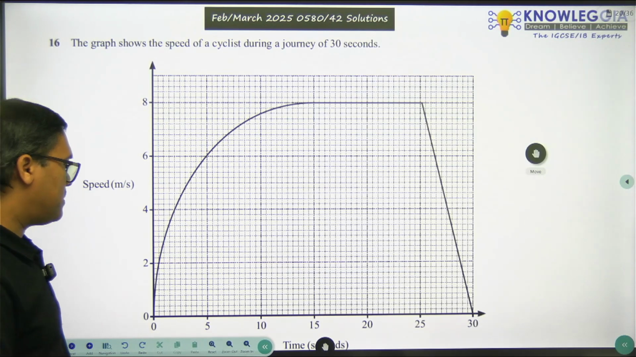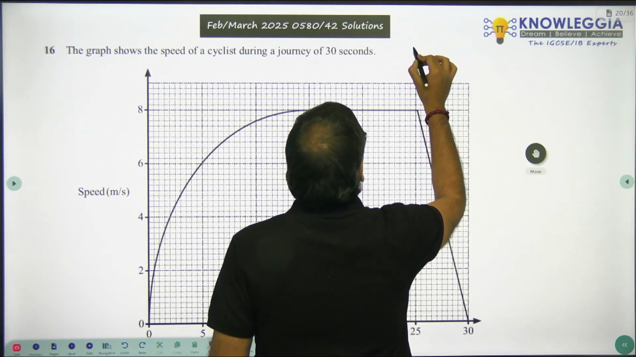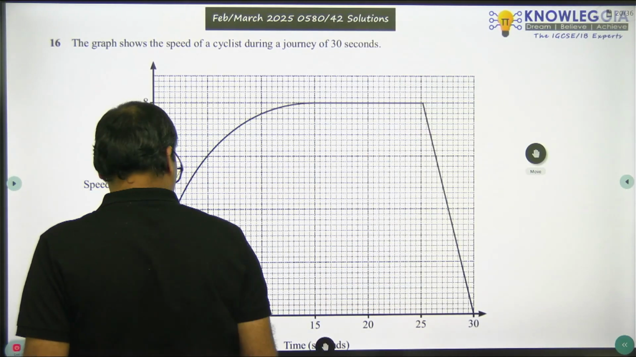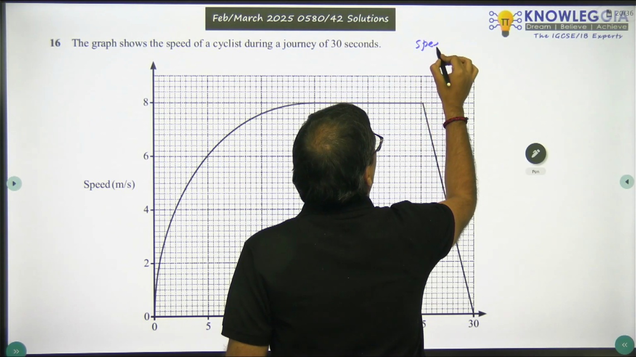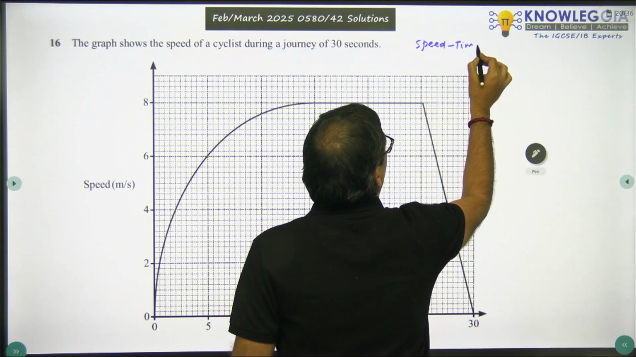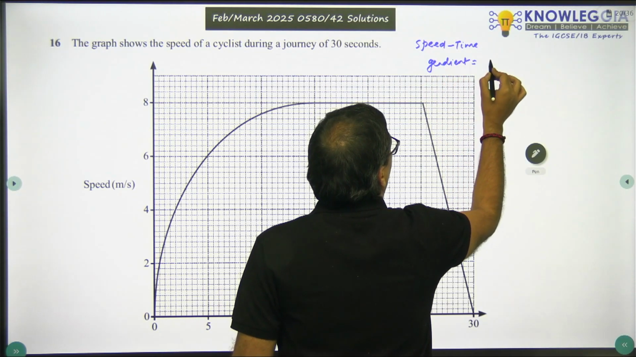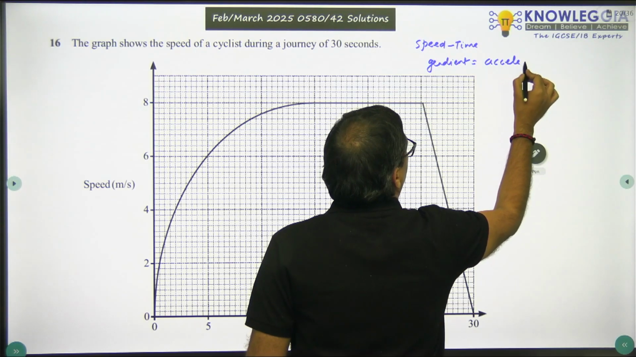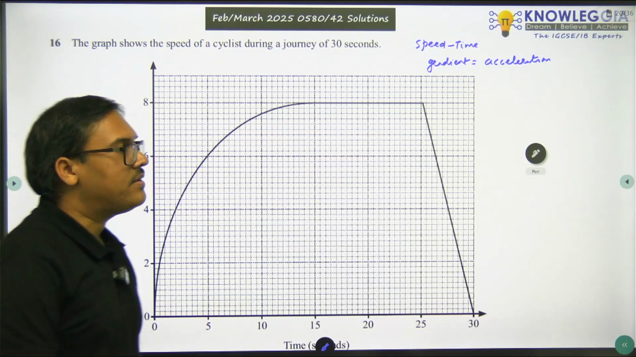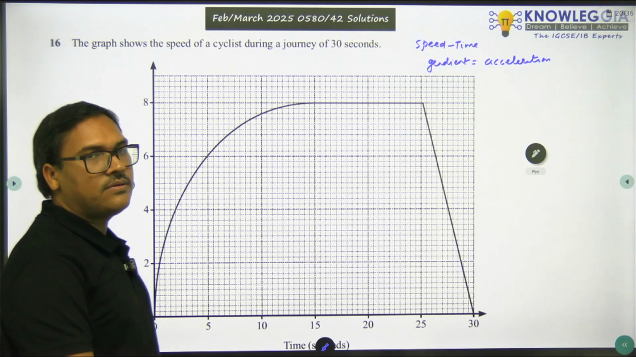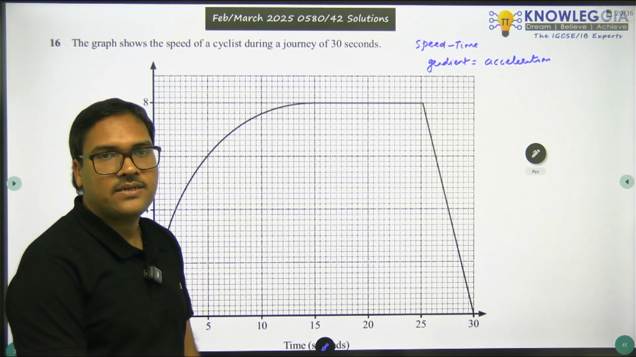So this is a speed time graph. Now for a speed time graph, always remember this: the gradient is equal to acceleration, or deceleration if this is negative, because what is the rate of change of speed? That is acceleration. So that is why the gradient is acceleration.